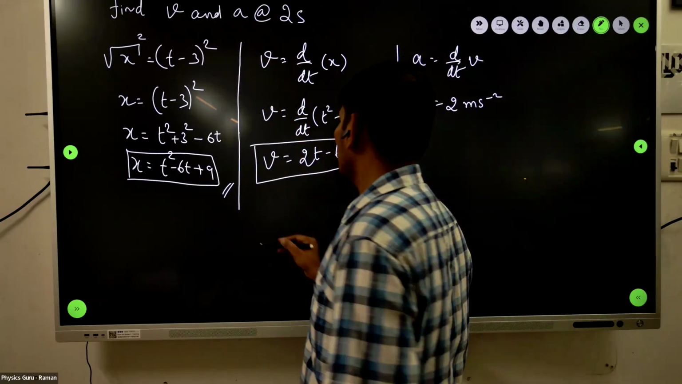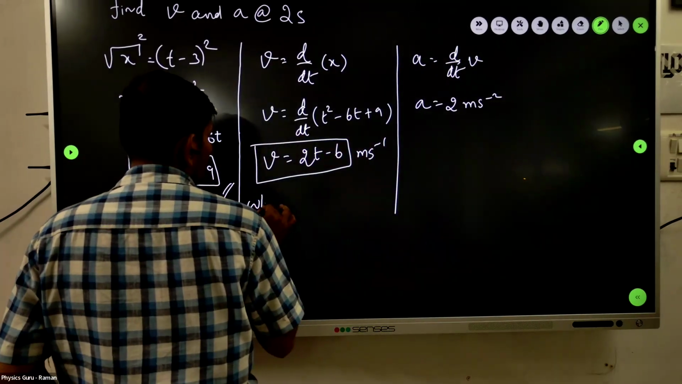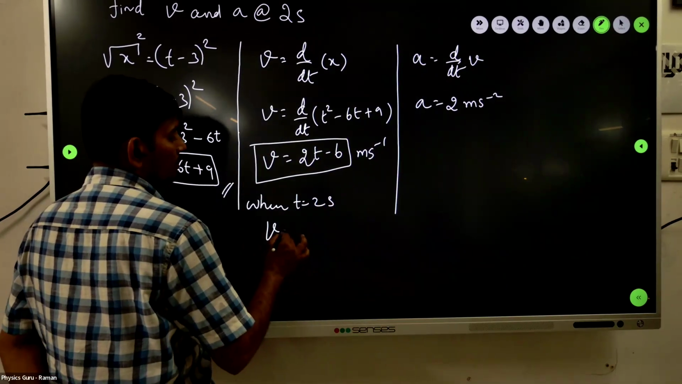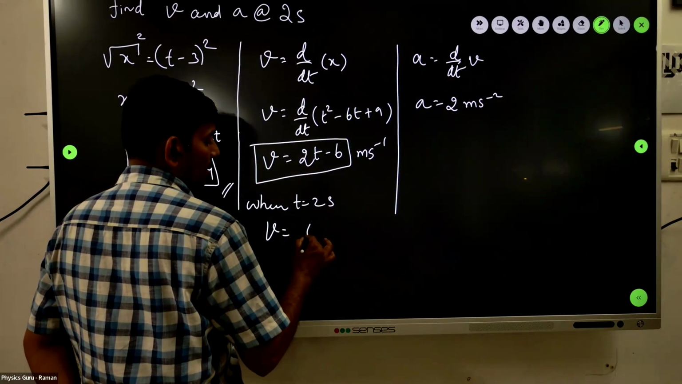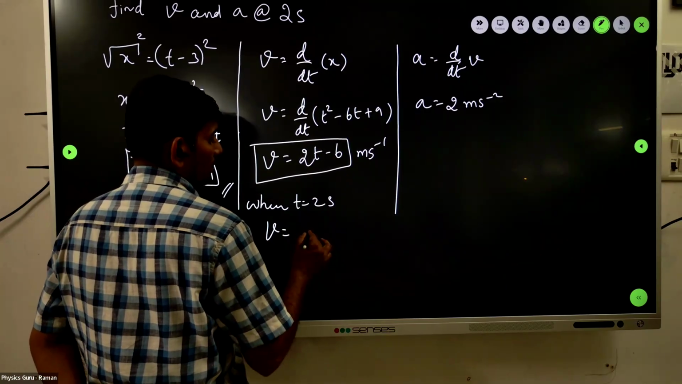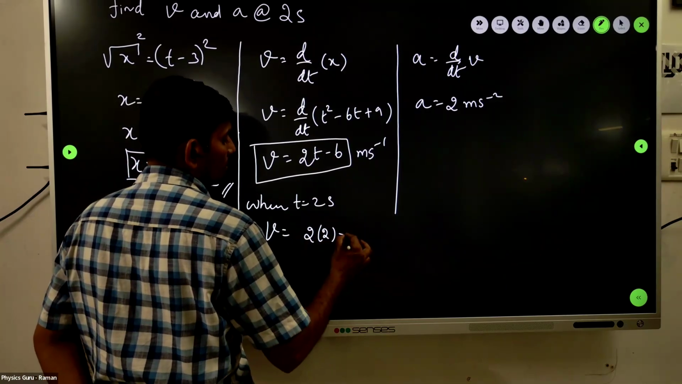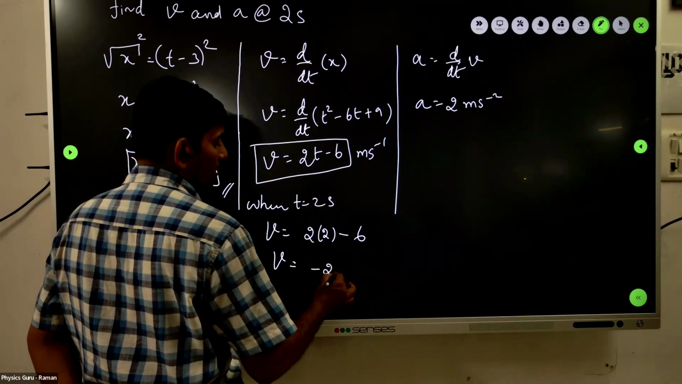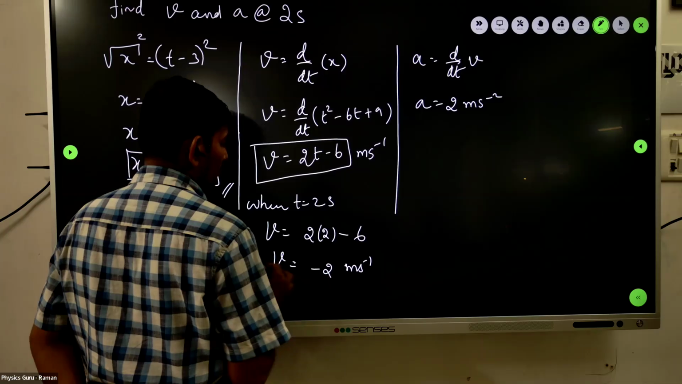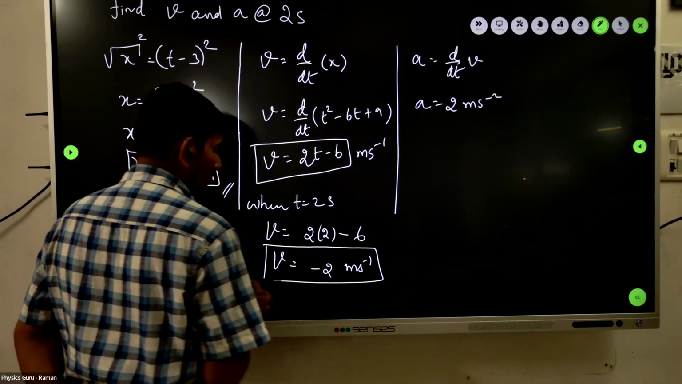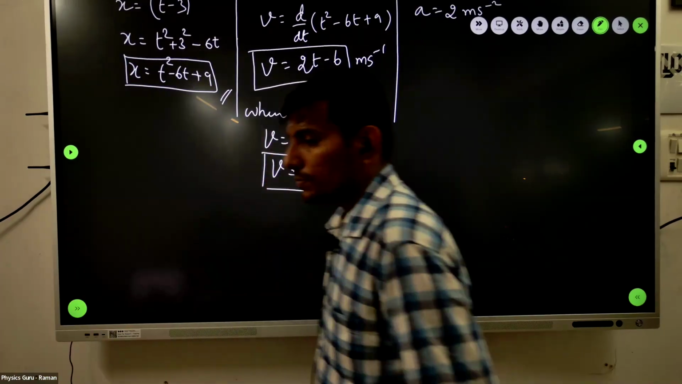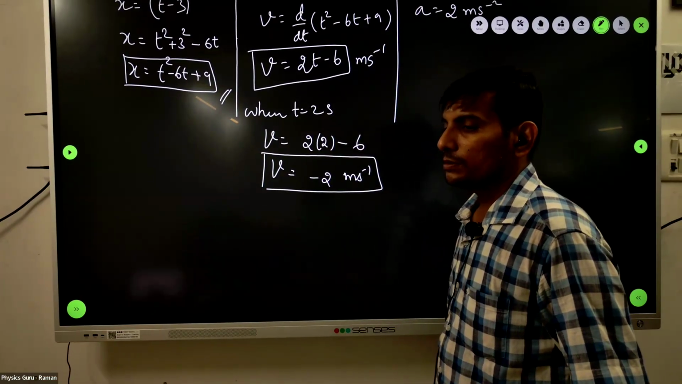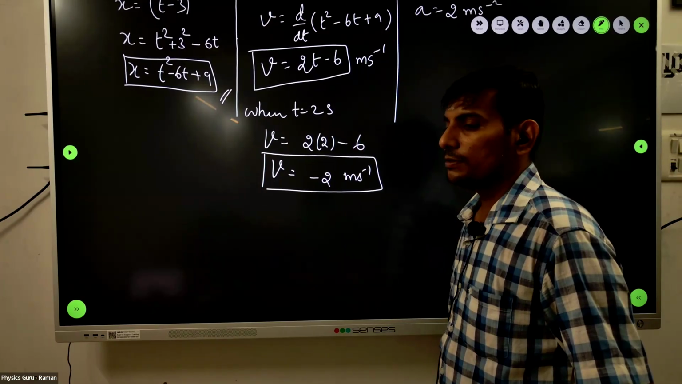So when the time is equal to 2 seconds, velocity is going to be how much, sir? Come on. 2 into 2 minus 6. So the velocity is going to be minus 2 meters per second. Correct? Rohit, you got this answer? Yes, sir.